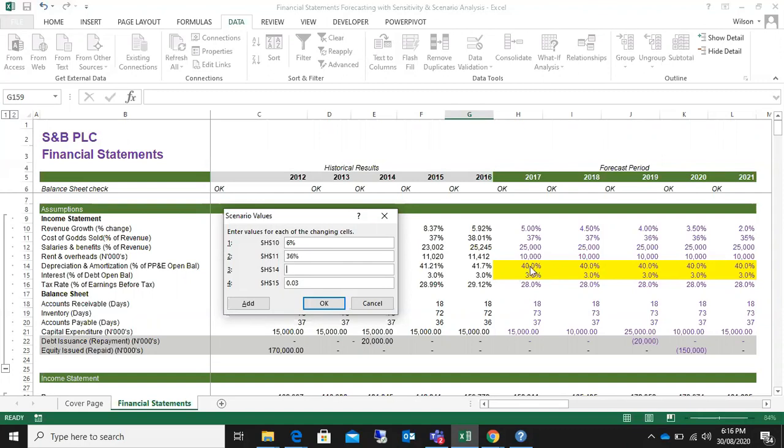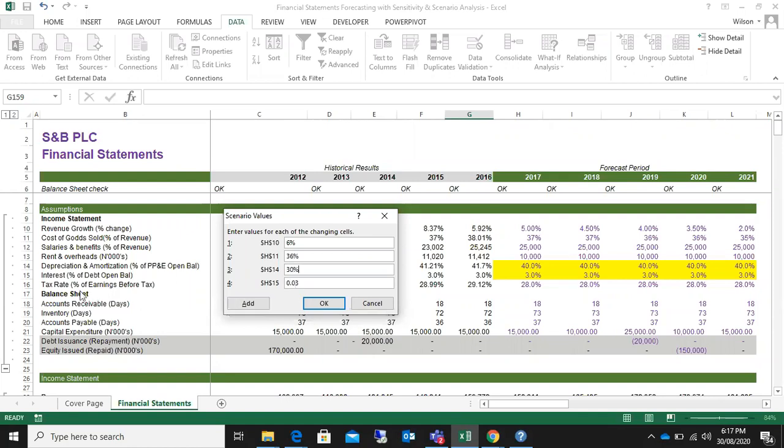So H14, you can see it's 40% here. So what we are saying now, we want to pay 30% because H14 is depreciation and amortization. So if it is lower, it means it's better for us, right? That's an optimistic case. So if it is 40%, we can say 30%. So this is 30% here.